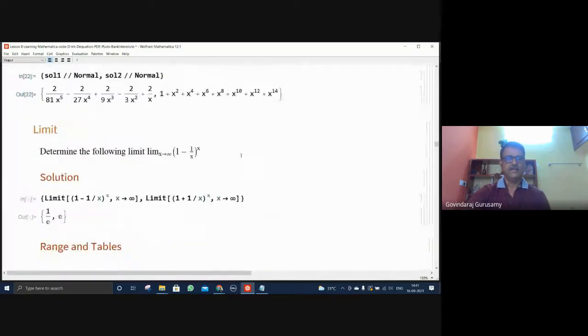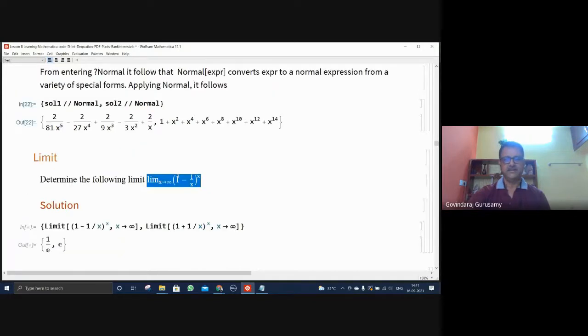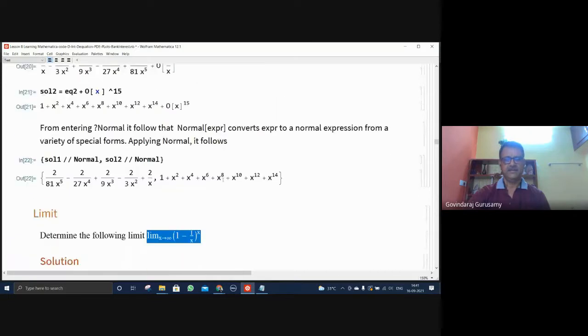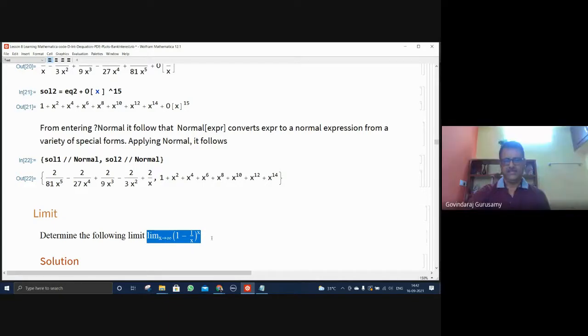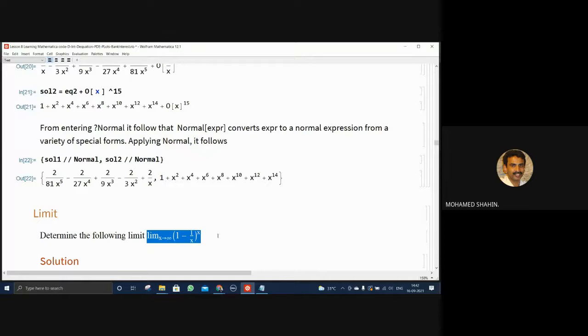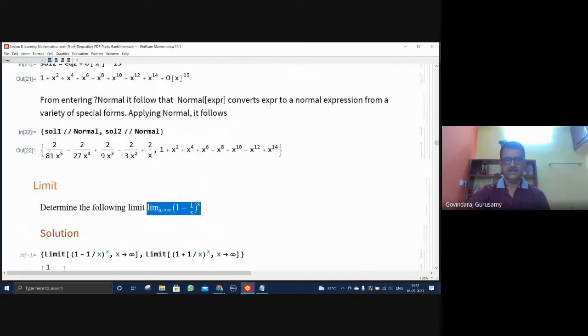Fine. So let's go to the next one. Determine the following limit: x goes to infinity, 1 minus 1 by x, whole power x. Do you know these limits? Are you familiar with this limit? Very interesting function. If you can say a few words about this limit, that would be good for the students.